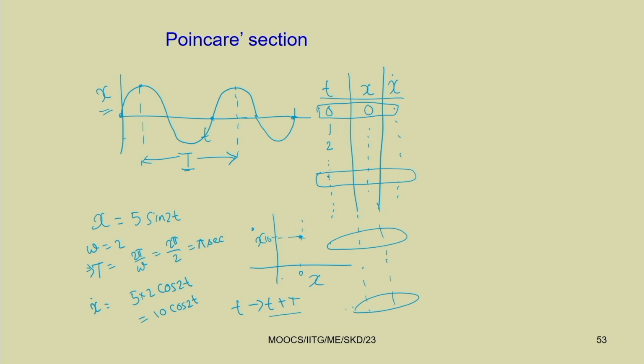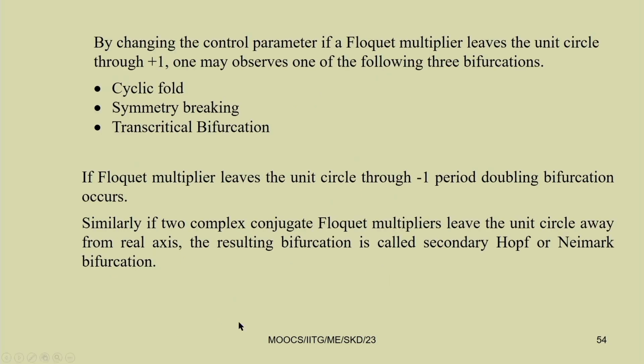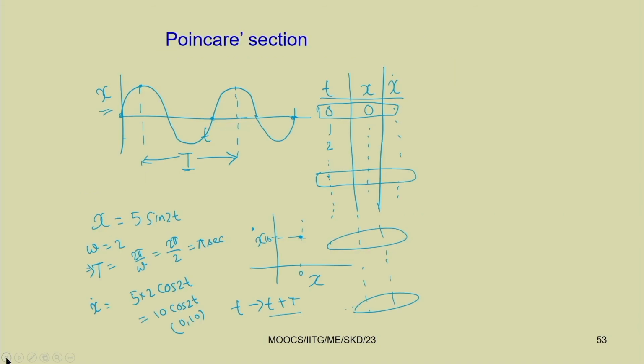Every time you are sampling it, you will get this single point, 0 and 10. This is known as the Poincare section. That means you are sectioning, or sampling, this response at a time period T. So, let us take another example.